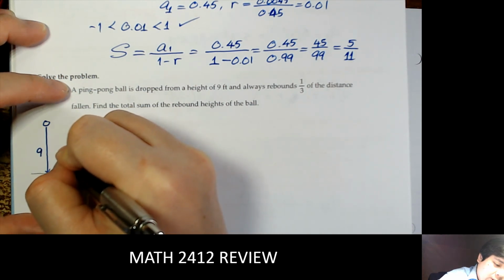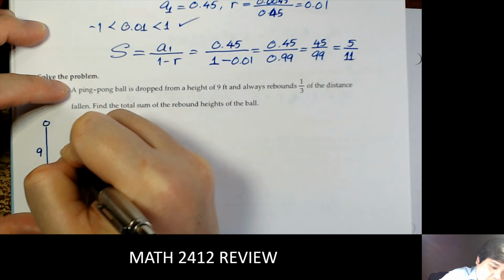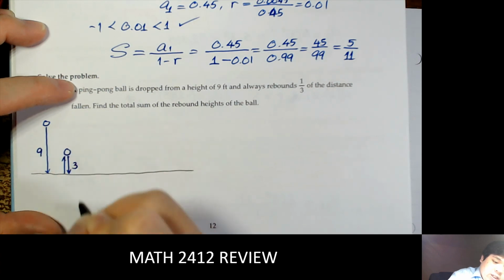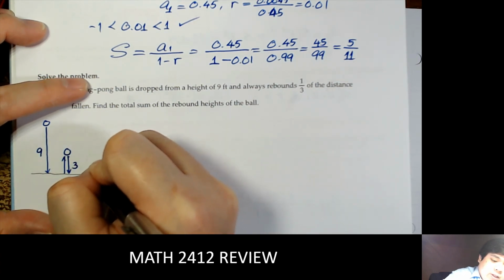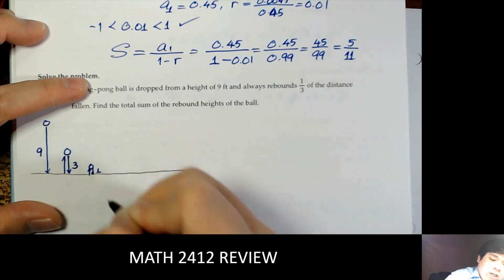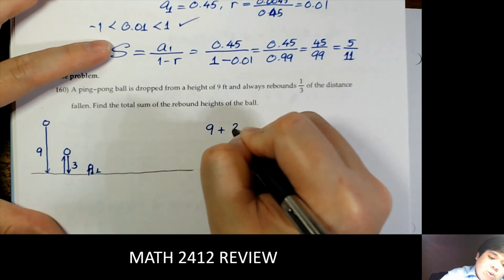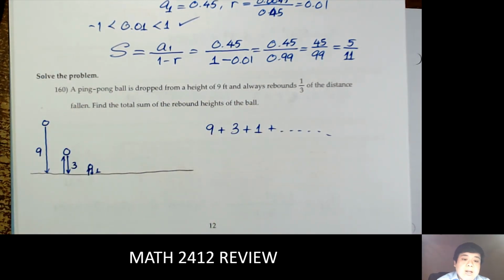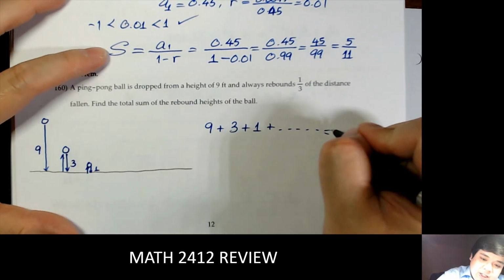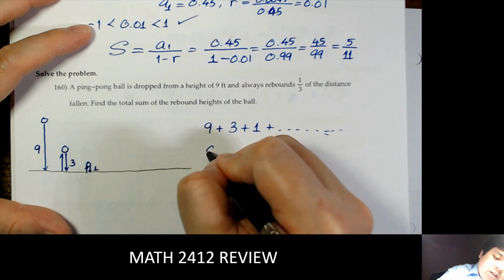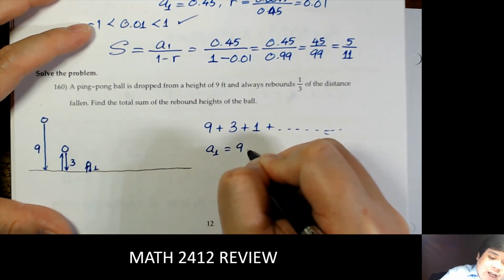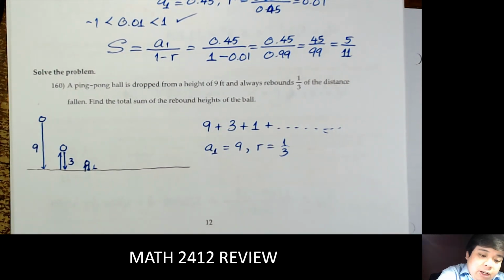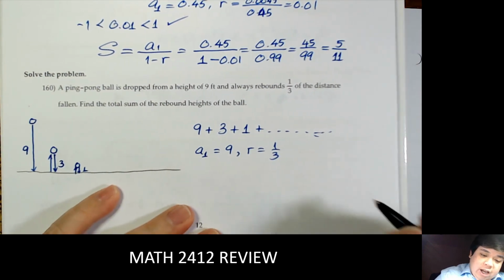So it will always bound up to 1/3 of the previous one. So we'll go up and down. It's 1/3 of 9, so it's going to be 3. And then it will go up and then down. It's going to be 1. So the total rebound height is 9, 3, and 1, and then indefinitely going down like that. So the first term is going to be 9, and then the ratio is 1/3. This one is easy to see. It's always 1/3 of the previous term, and the 1/3 is between -1 and 1.